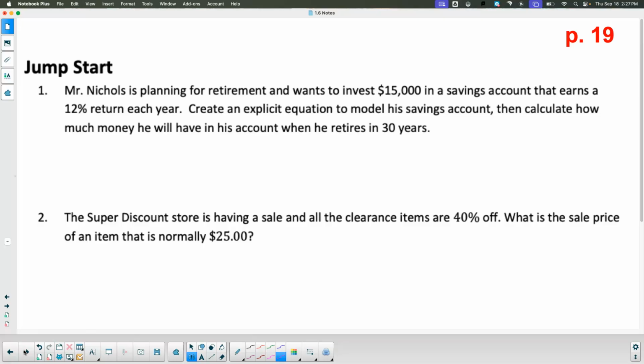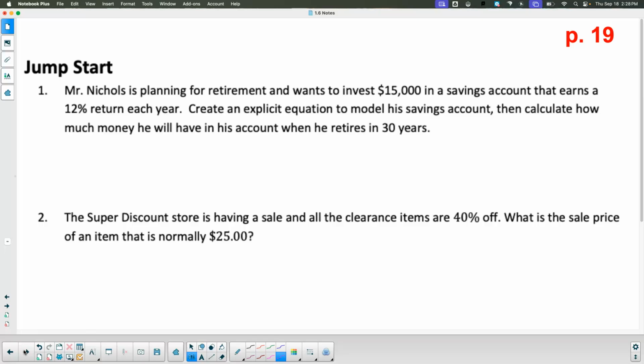Mr. Nichols is planning for retirement and wants to invest $15,000 in a savings account that earns a 12% return each year. Create an explicit equation to model his savings account, then calculate how much money he will have in his account when he retires in 30 years.